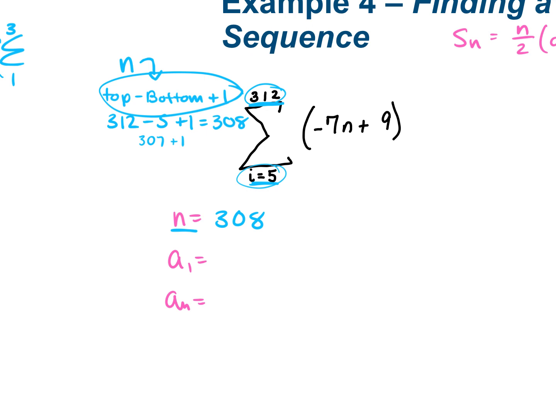Now to find our first term, we take our starting number down here. So n is equal to 5. And we're going to plug that into n in our equation that's given. So we're going to take 5 and plug it in. So we have negative 7 times 5 plus 9. Negative 7 times 5 would be negative 35. Plus 9 would be negative 26.